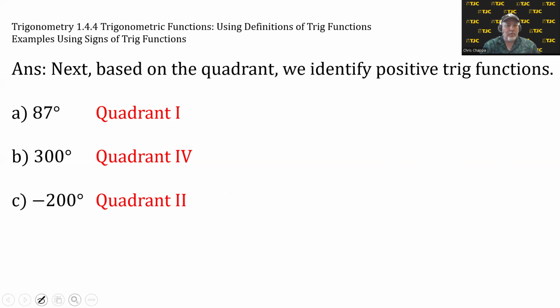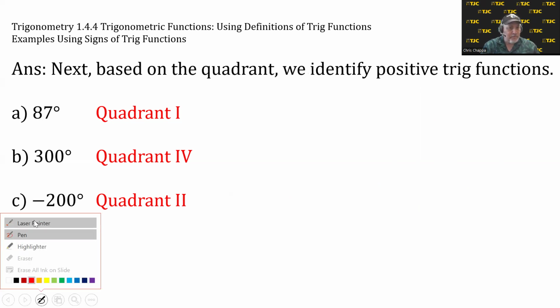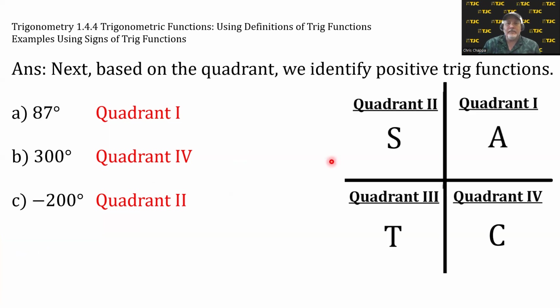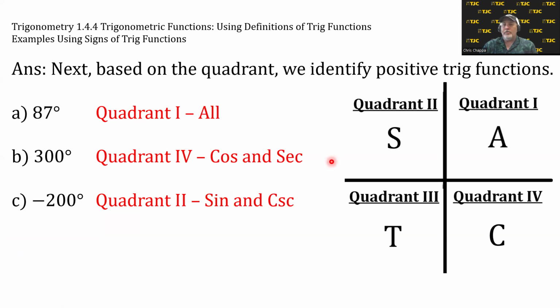Next, based on the quadrant, we can identify the positive trig functions by using this. In quadrant 1, all trig functions are positive. In quadrant 4, cosine and secant are positive. And in quadrant 2, sine and cosecant are positive. And now that we know which trig functions are positive in each quadrant, all the remaining trig functions are negative.